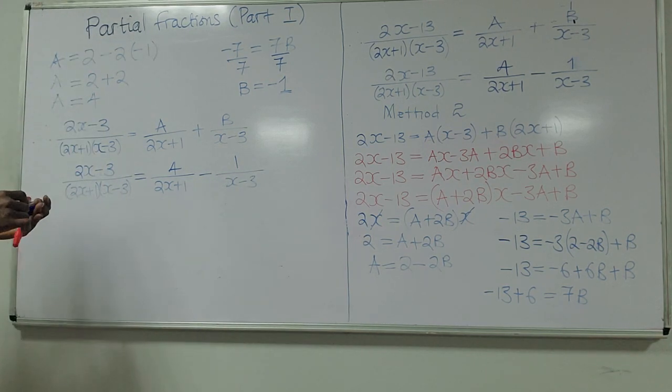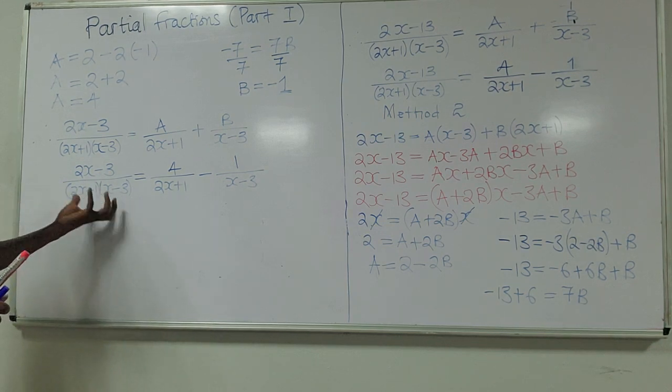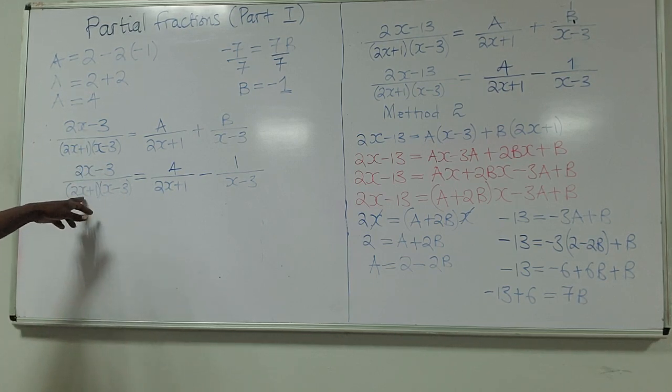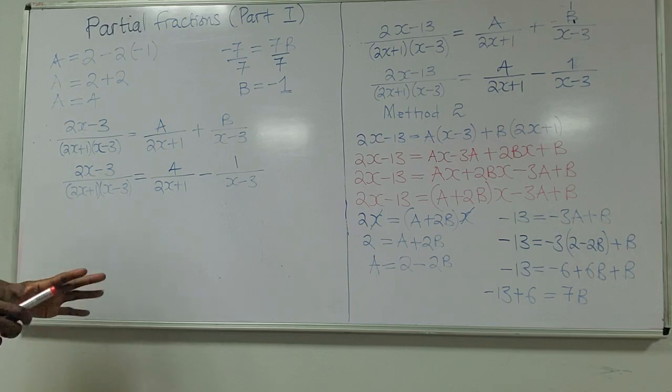So this is how we work out any partial fraction whose denominator has got 2 or 3 distinct linear factors. What do we mean by a linear factor? It's a situation where the variable in the denominator is not raised to a power more than 1.